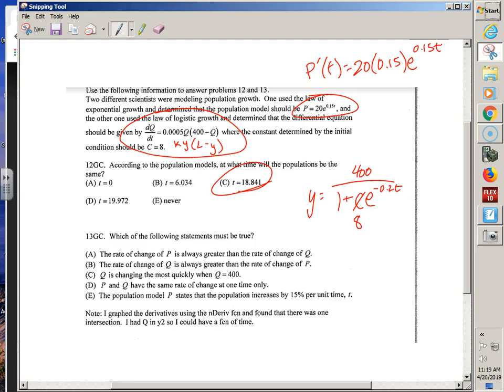Q is changing most quickly. The most quickly, isn't that fastest? Isn't that at half the carrying capacity? That wouldn't be 400. That would be at 200, right? So that doesn't make sense. That should have been at 200. P and Q have the same rate of change at one time only. I don't know, does it?